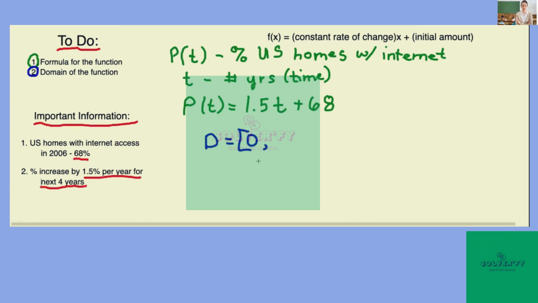And our maximum, they actually gave us here. They only averaged this for the next 4 years. At 5 years, we're not sure what it's going to increase by, but for now, they know it's going to be that 4. So our domain for t, for our years, is between 0 and 4 years.